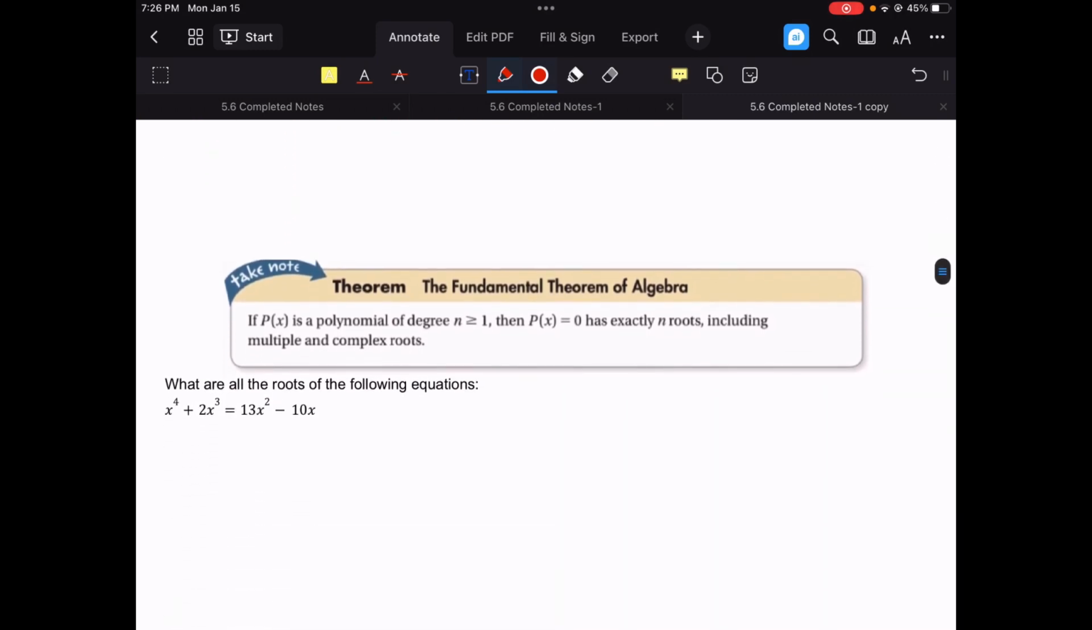Here it says, the fundamental theorem of algebra. If p of x is a polynomial of degree n greater than or equal to 1, then p of x equals 0 has exactly n roots, including multiple and complex roots. Basically it's saying that the degree of your polynomial tells you how many roots you should have in the combination of real and complex roots. So you're thinking real numbers and imaginary or complex roots.